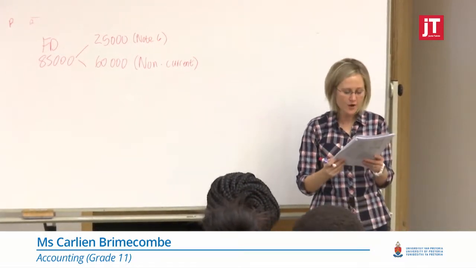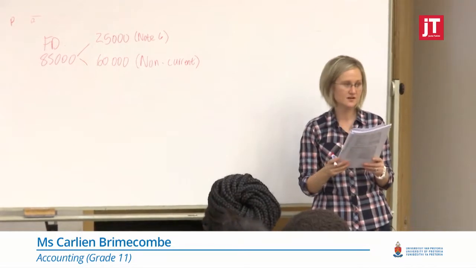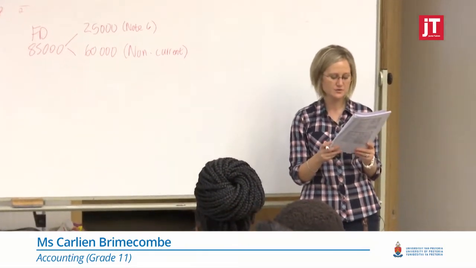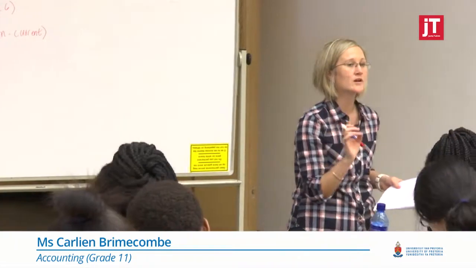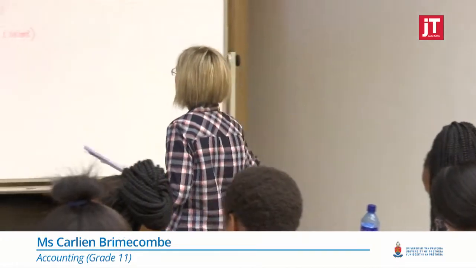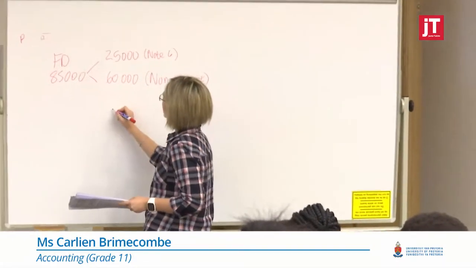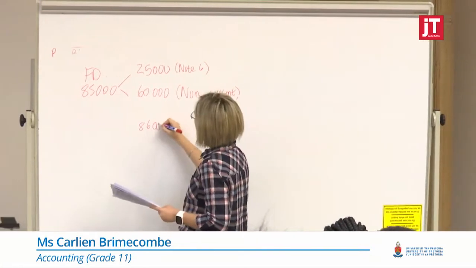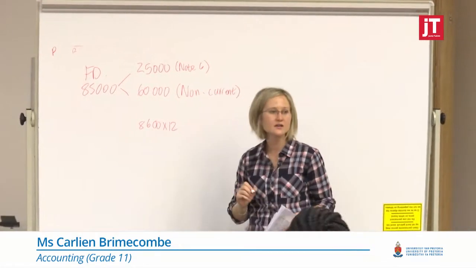Right. The last one, interest on loan, is capitalized, so it's added to the loan account. A fixed monthly installment of 8,600 inclusive of interest was paid from the time the loan was received. This installment is expected to remain constant for the next financial year. So they've told you exactly what the installment per month is. It is fixed. It's not going to change. So we know that over the next 12 months, we are going to pay 8,600 per month, so we need to times it by 12.